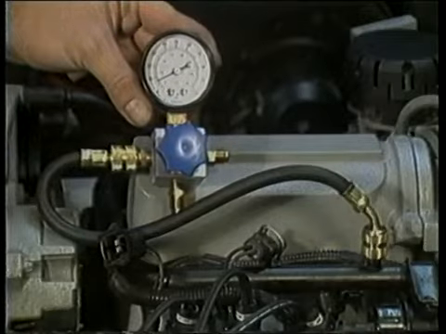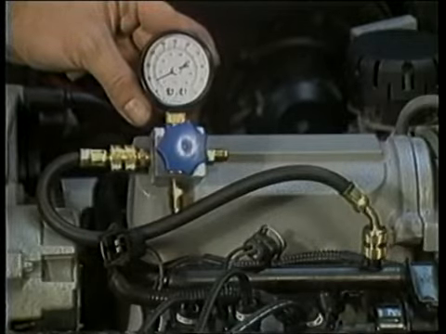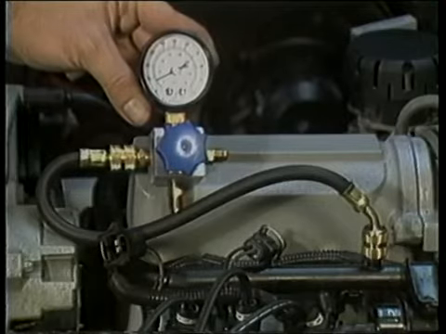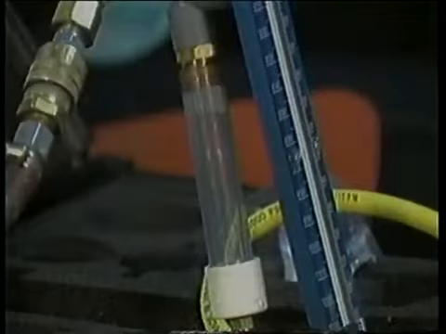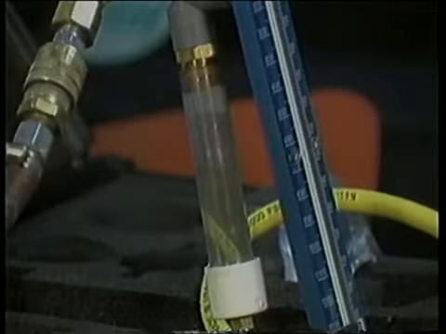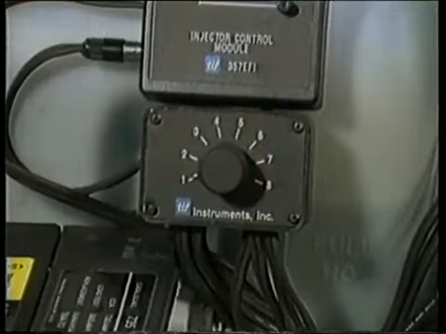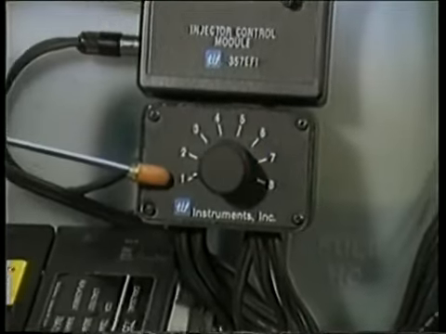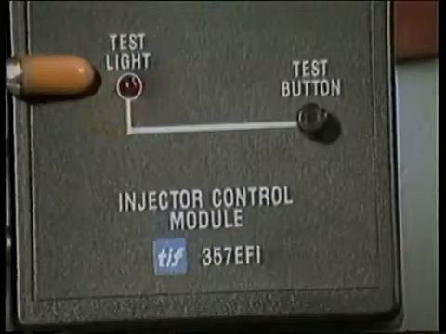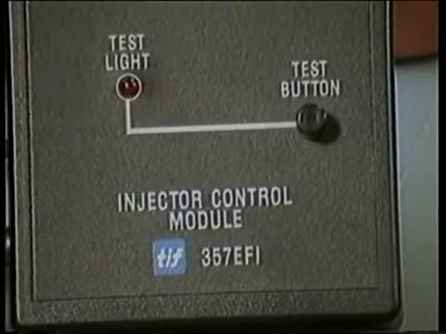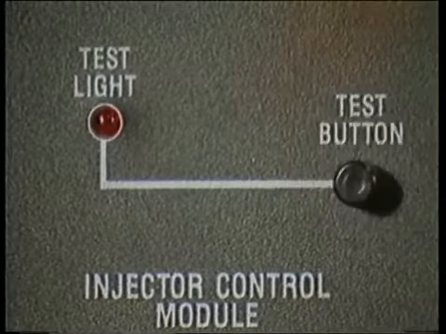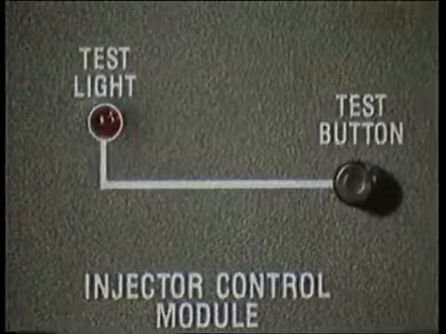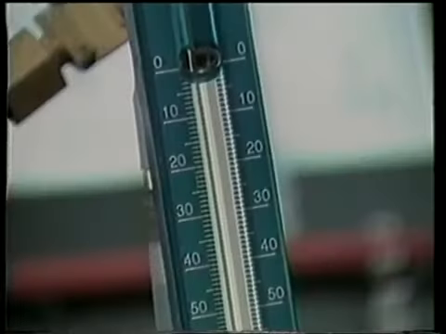Before testing, make sure there are no fuel leaks. Turn on the ignition key to fill the tester with fuel. Turn the knob on the injector selector to the desired position. Press the test button to fire one of the injectors. As soon as you fire the injector, check the column of fuel on the sight glass. Note its reading.